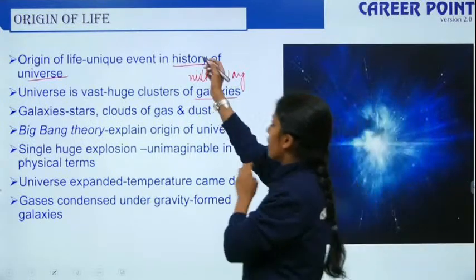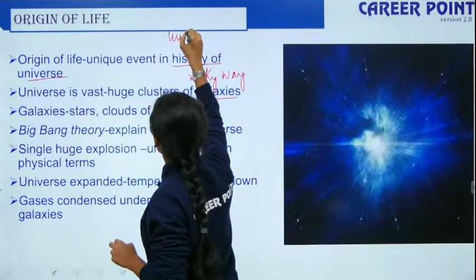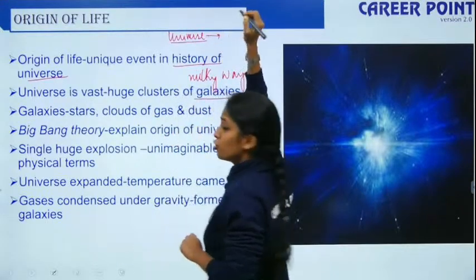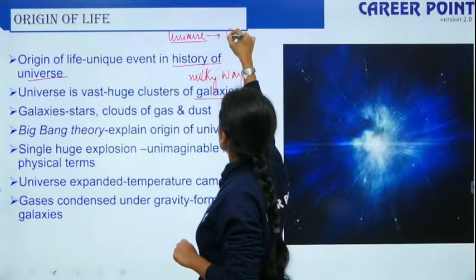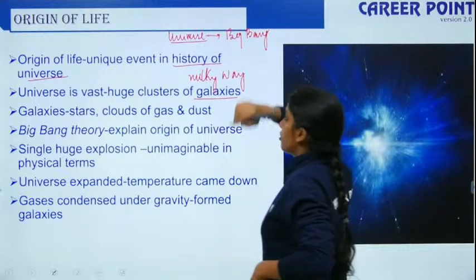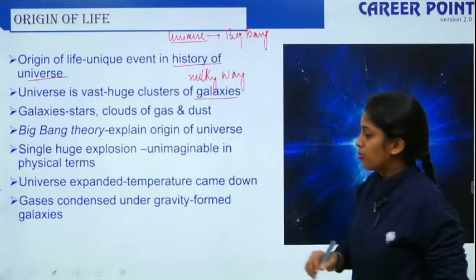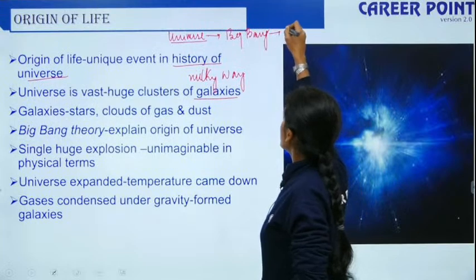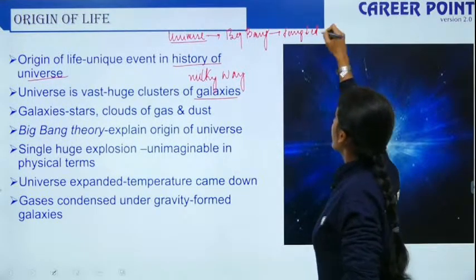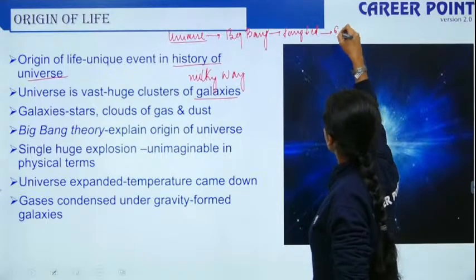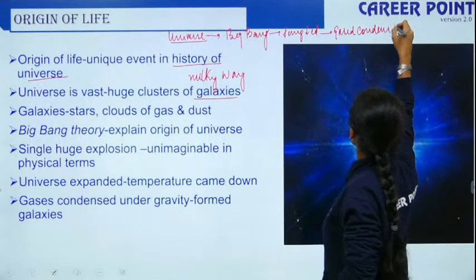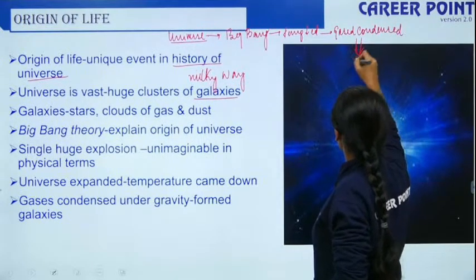So we had universe. So in this universe, there was a huge explosion, that is in terms of Big Bang theory. Right? So when you had this huge explosion, then your temperature dropped down, right? And then your gases condensed, which led to the formation of galaxies.